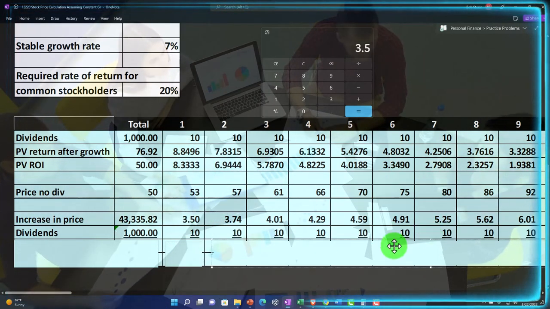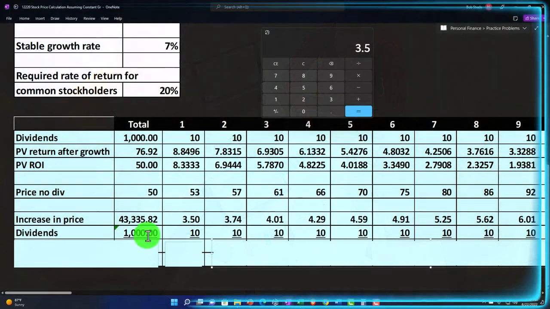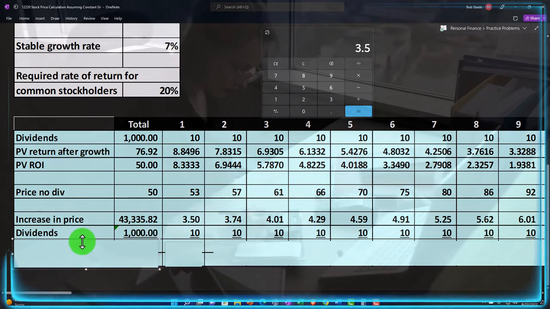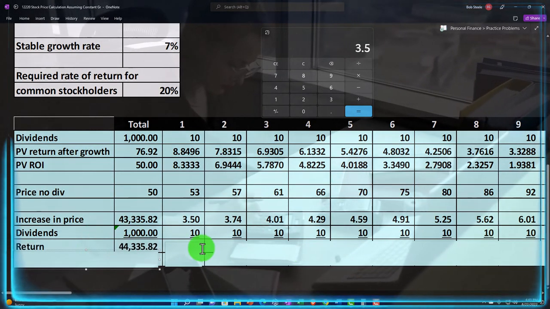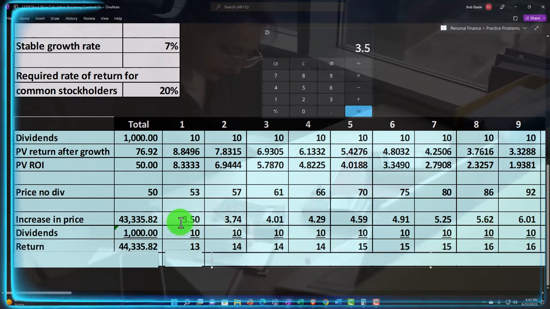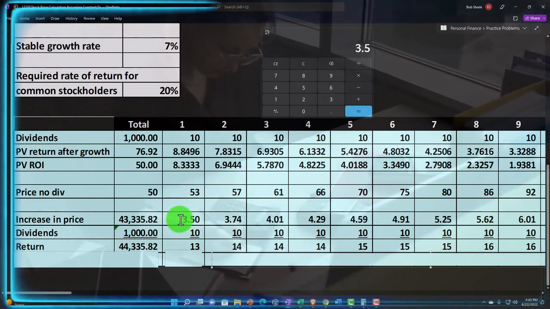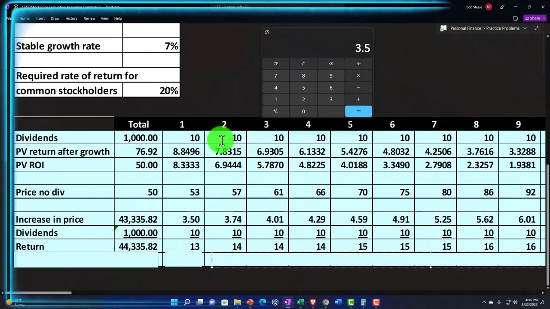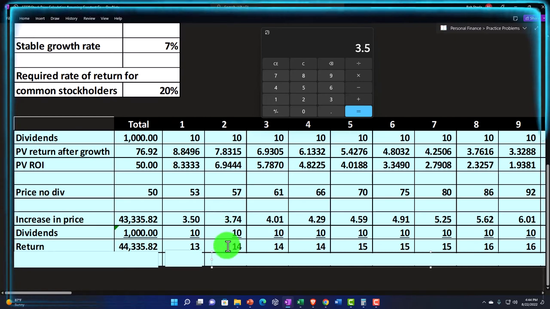I'll do the same thing with the dividends. The dividends are at the $10. So that means that basically the benefit into the future, if I add those two up, is going to be, for example, we had the 3.5 increase in the value of the stock plus the $10, which is 13. And then in year two, we got the 3.74 plus the $10, which is 14.